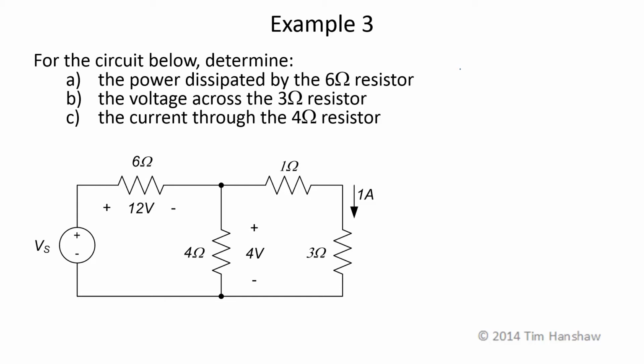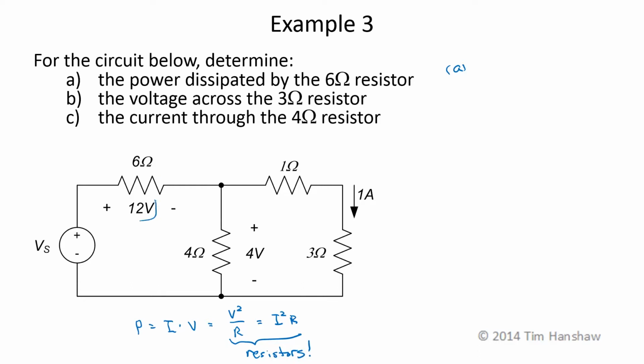So for part A, I need the power dissipated by the 6 ohm resistor. Power is always voltage times current. Now, if I'm looking for the power of a resistor, I can make the appropriate substitution with Ohm's law, and this can be written as V squared over R or I squared times R. These two equations are only for resistors. So we're looking for a power dissipated by a resistor.